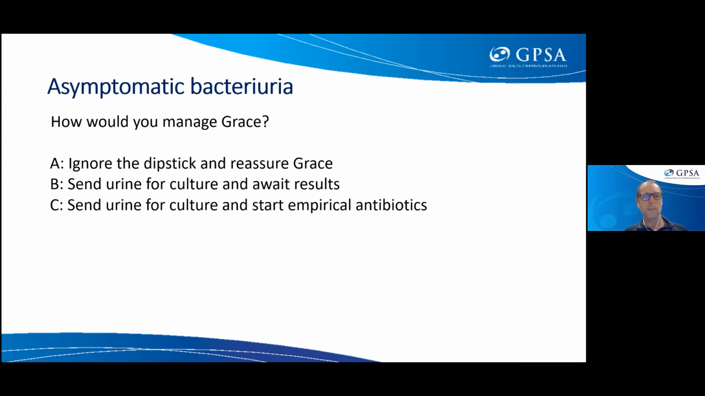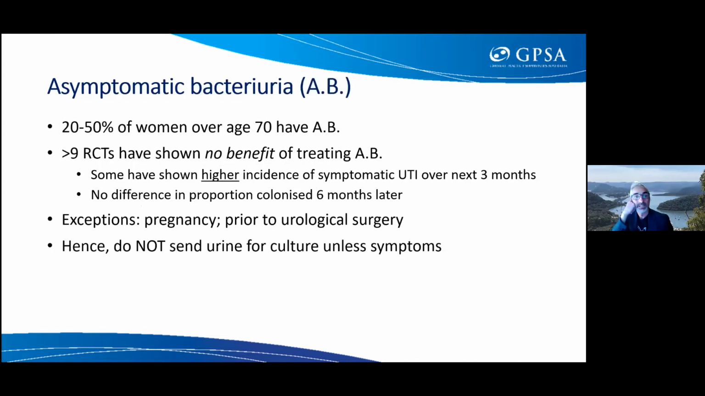So again, asymptomatic bacteriuria. What's your understanding, Josh, of how we should manage this not uncommon presentation in general practice, and I guess even more frequently in the residential aged care setting? So I'm glad no one said send urine for culture and start empirical antibiotics, but I don't think this audience is representative, because it certainly happens quite often, especially in nursing home settings, but even in acute hospital settings and elsewhere. So asymptomatic bacteriuria is really common.